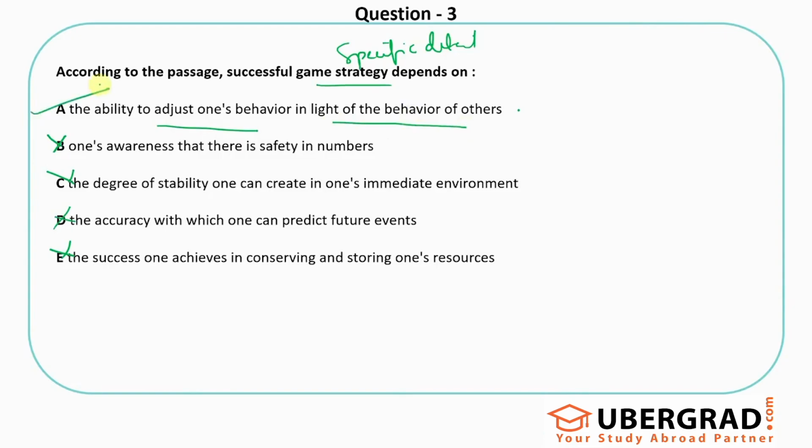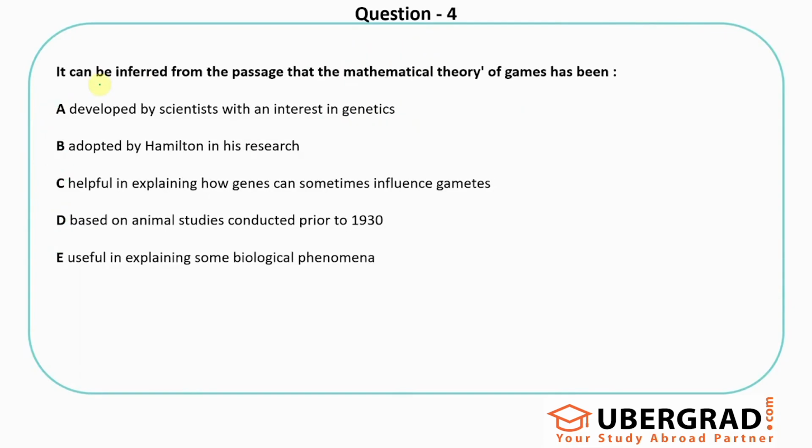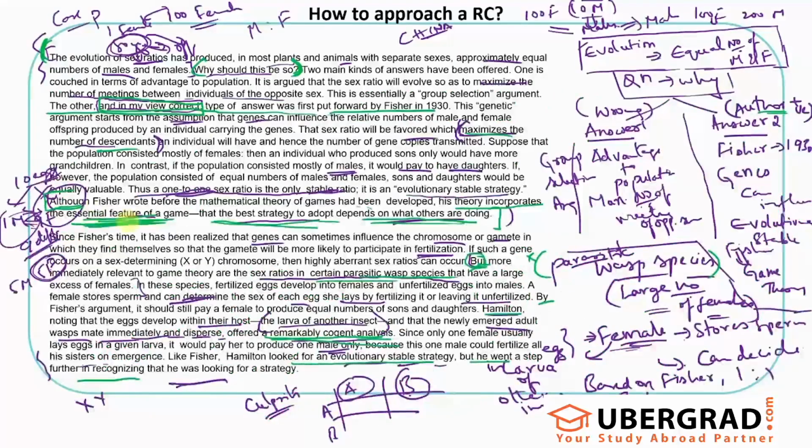It's a very simple question to mark. It can be inferred from the passage that the mathematical theory of games has been developed by scientists with an interest in genetics. Not really, that's wrong. Why? Again, you have to understand. Here they said that Fisher has written something which fundamentally has a common thing.